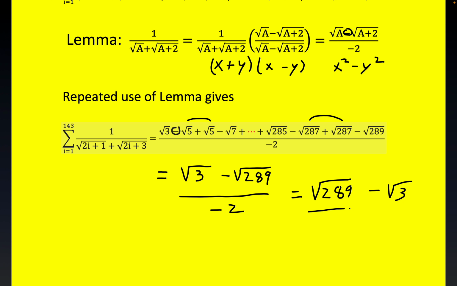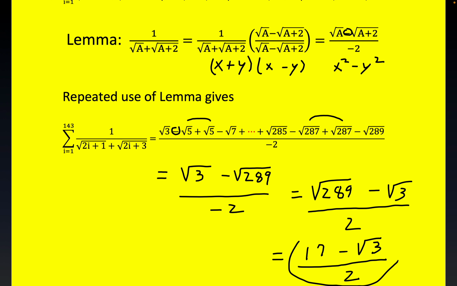But we happen to know that 289 is a perfect square. 289 is equal to 17 times 17. And so we actually get 17 minus root 3, divided by 2. 17 minus root 3, quantity divided by 2, is our answer. Okay, so let me get that circled. That's the answer. Now, we can take a look to see if this makes any sense.